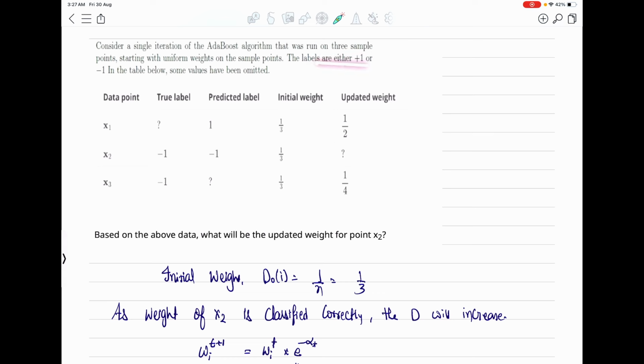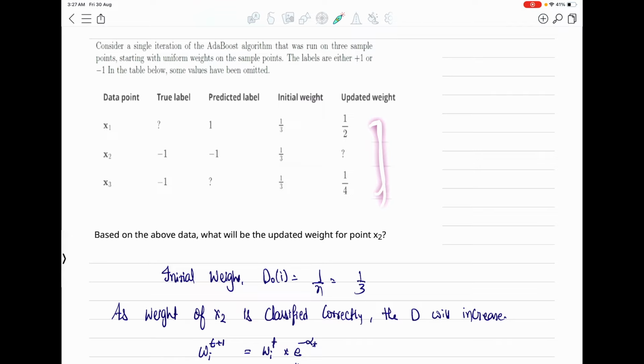Next question is, consider a single iteration AdaBoost algorithm that was run on 3 sample points, starting with uniform weight on the sample points. The labels are +1 or -1 in the given table. Some values have been omitted. Now we have to find the value of the weight of x2, as this is the updated weight. If you remember what we do, we basically find the weights and then we normalize them so that they sum to 1. Correct?